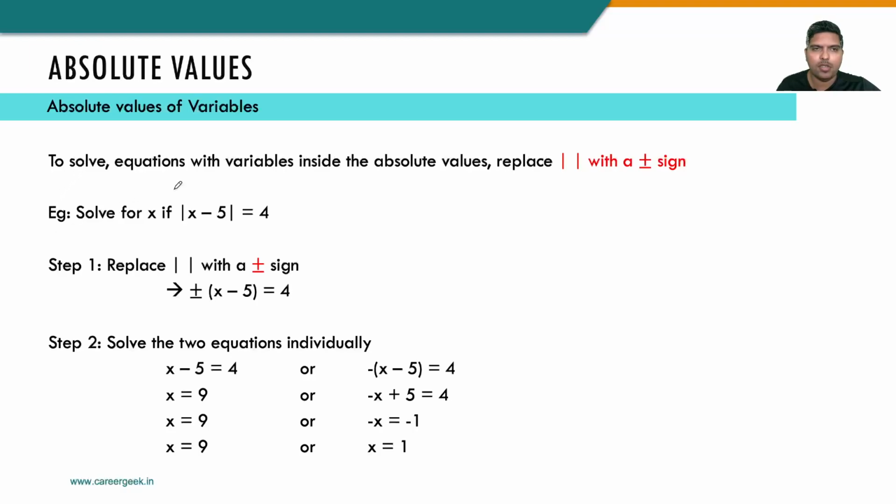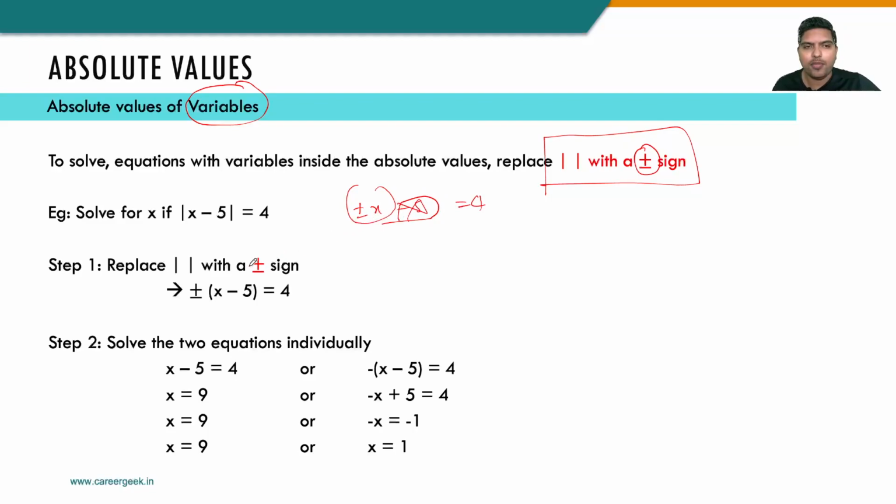And how do we solve modulus or the absolute values of variables? This is the only thing you'll need to remember to solve any absolute value questions. You will replace that absolute value with a plus minus sign. Okay, replace mod with a plus minus sign. Now, when we are saying replace the mod or the absolute value, you will not replace just the x and leave everything else. No, that is wrong. You have to apply plus minus to the entirety.